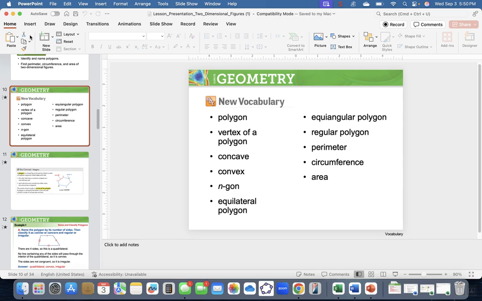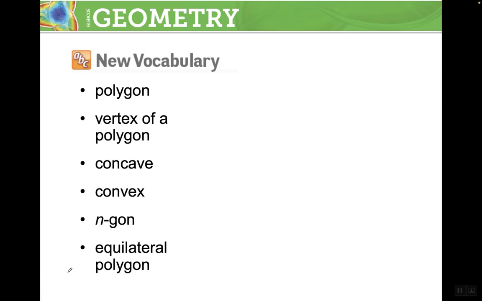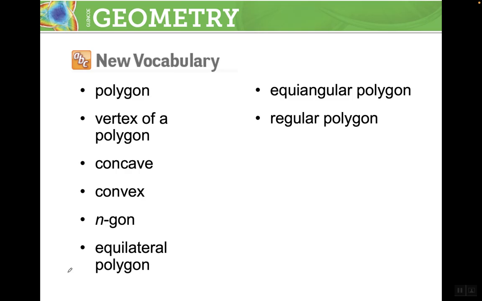Okay, I'm going to go back to our PowerPoint. And there. So an equilateral polygon means all the sides are the same length. Equiangular means all the angles are the same measure. A regular polygon means that the sides are equilateral and the angles are equiangular. So a regular polygon has all sides the same length and all angles the same measure.